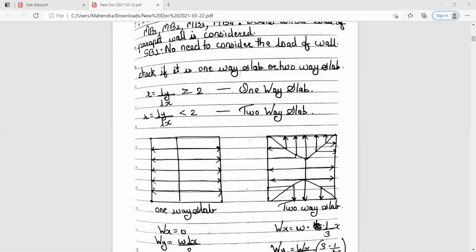Now you need to check whether the slab is one way or two way. Whenever Ly by Lx comes up, know what is meant by Ly and what is meant by Lx. That is nothing but the size with respect to the y-axis and with respect to the x-axis. You can see this is your one way slab and this is your two way slab. So for one way, again there are different formulas to calculate, that is Wx and Wy. First of all, note down up till here, then I shall proceed further.